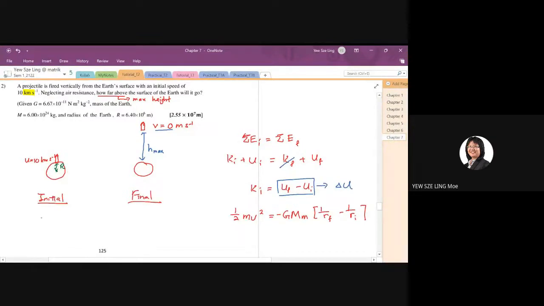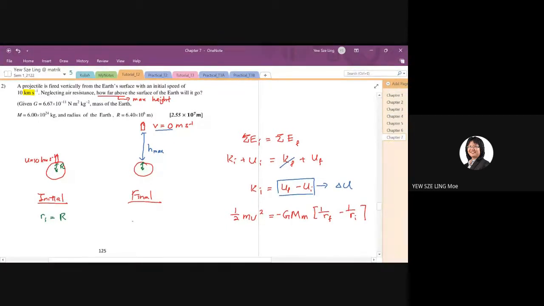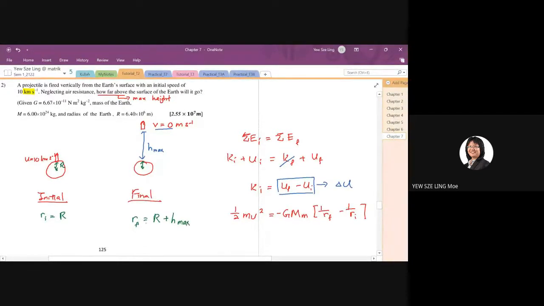So this would be our r. The r for the initial state is just equal to capital letter R. For the final state, because it has now moved away from the surface, r final is equal to capital letter R plus H max. So these are the values that you want to sub into the equation, then you should get the answer.